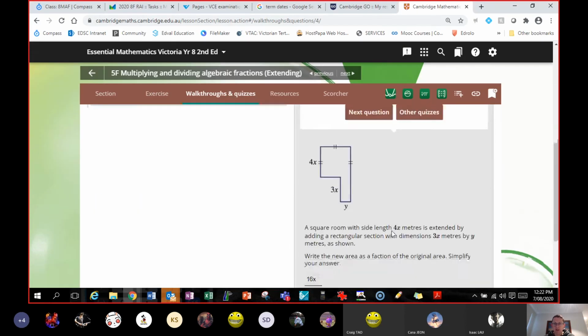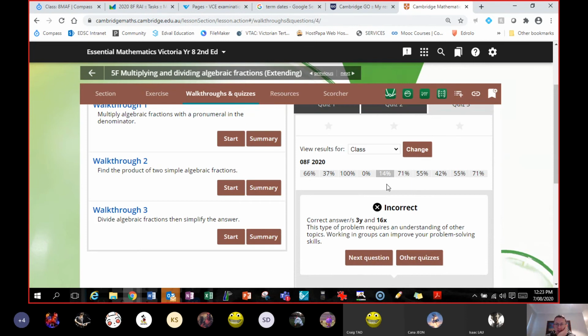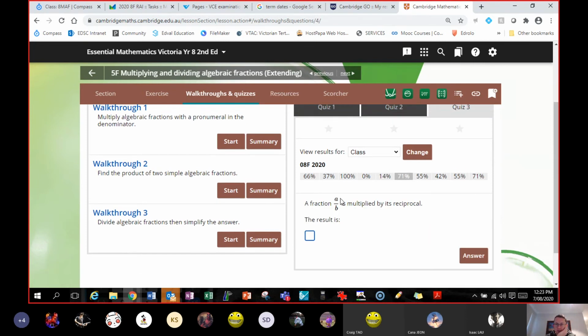3y on 16x. So I misinterpreted this because I thought this was the new area, right? The new area as a fraction of the original area. I kind of suppose that is the original area. That is the new area. I was thinking of this as the whole area, like the new area, and that's where I went wrong originally. That's okay. And that one's quite tricky, but let's move on.